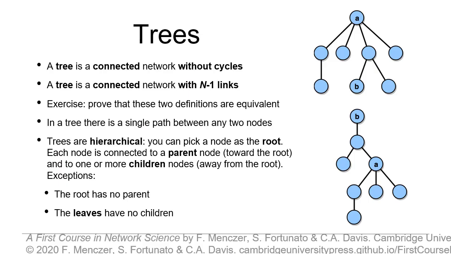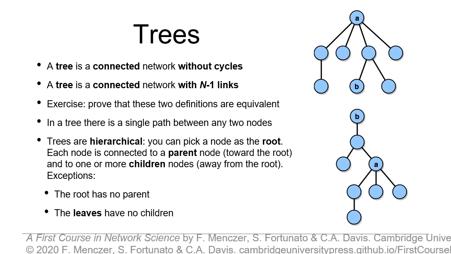And the next topic is tree. A tree looks like this one. A tree is a connected network without cycles, and the same definition: a tree is a connected network with n-1 links. These two definitions are equivalent to each other. In a tree, there is a single path between any two nodes. If you have a tree, you have only a single path like this one.